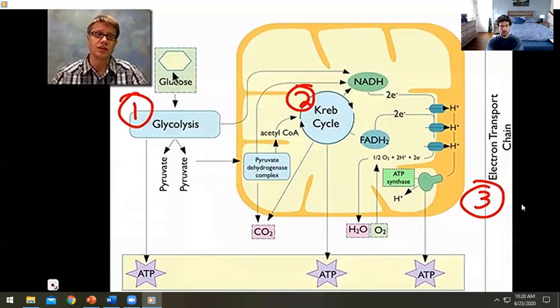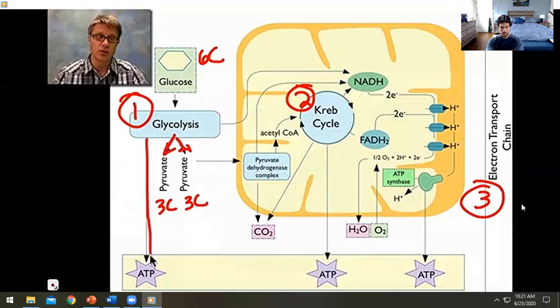But what happens in glycolysis? Basically, we're taking glucose. Glucose is a 6-carbon molecule. And in glycolysis, we're going to break that down into 2 molecules of pyruvate. Each of those has 3 carbons inside it. So the 2 3-carbon molecules, that's what glycolysis does.